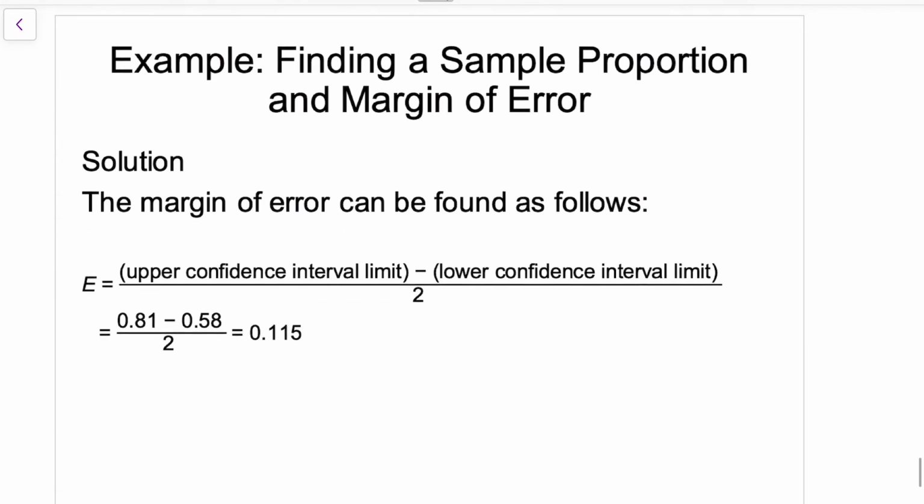To compute my margin of error, I'll do the same calculation, except I will subtract. I'll take my upper limit of 0.81 and subtract my lower limit of 0.58, divide that by 2, and get my computed margin of error. These two calculations are less common in a class like this, but nonetheless, we can compute them.